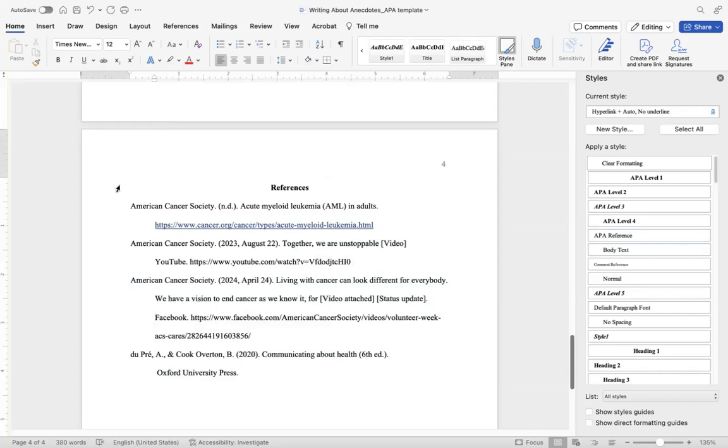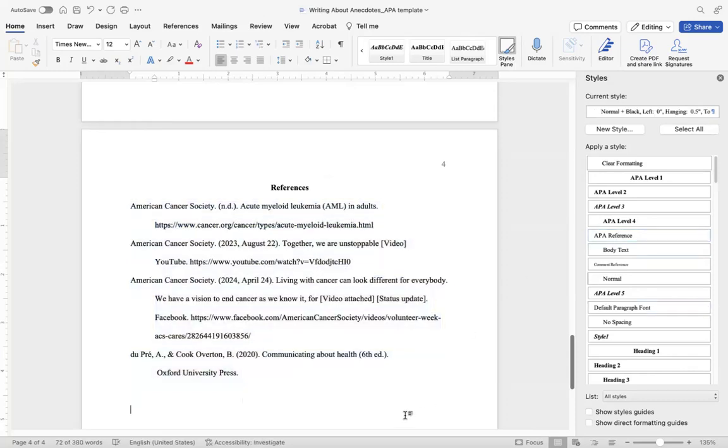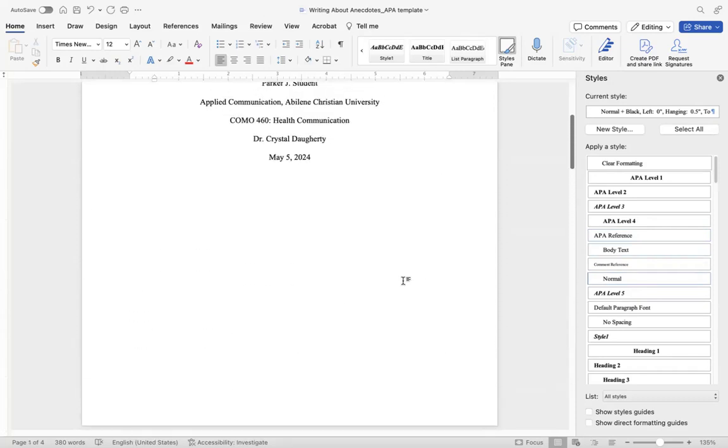So now we have hanging indents. Fabulous. So now we've also learned how to do some troubleshooting in a document. Happy accident. So that is our APA template.